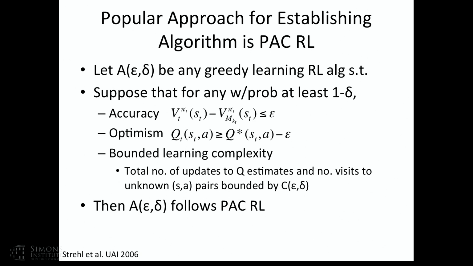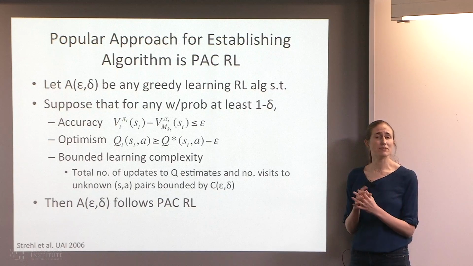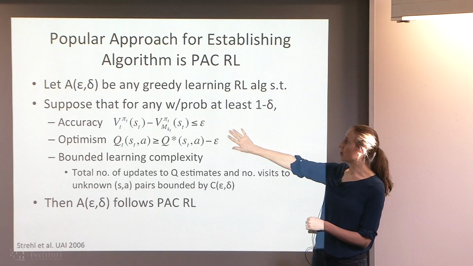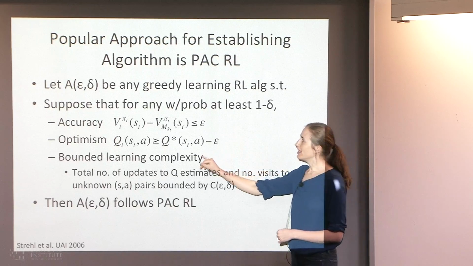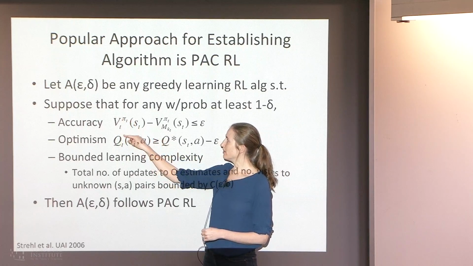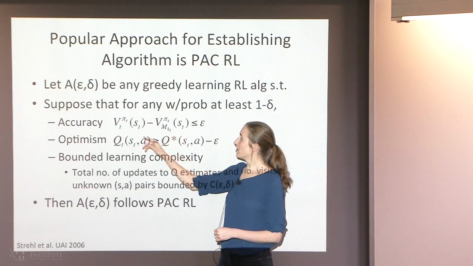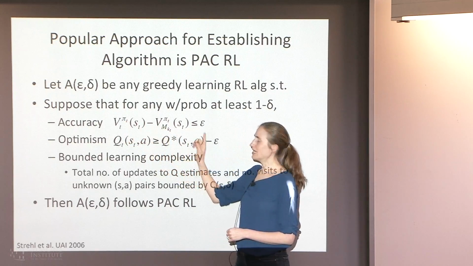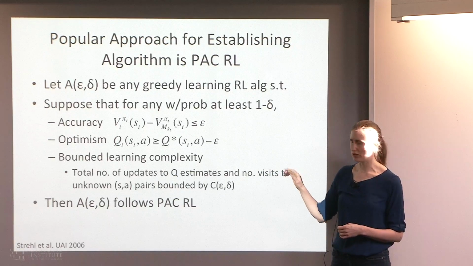So if we have this form of algorithm, which takes in as parameters epsilon and delta, and it's greedy, which means that it maintains an estimate of Q, and then it always acts greedily with respect to it. Let's imagine that we have the following properties of that algorithm. The first is accuracy, and what this says is that the real value in the known MDP of s_t versus the value we have of our current policy is less than or equal to epsilon. So this is accuracy.